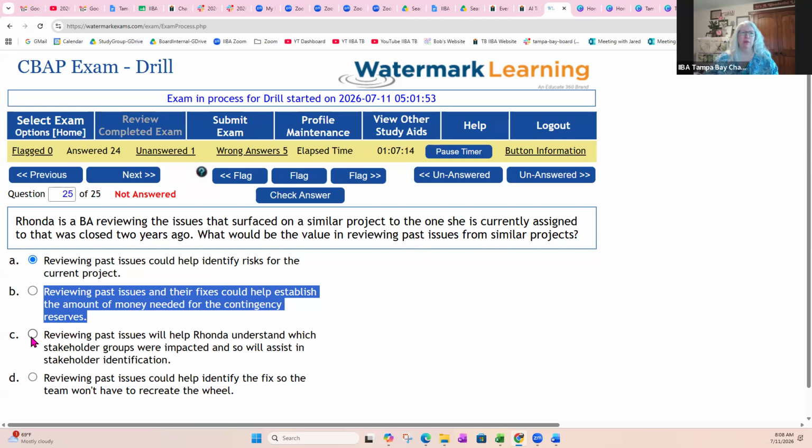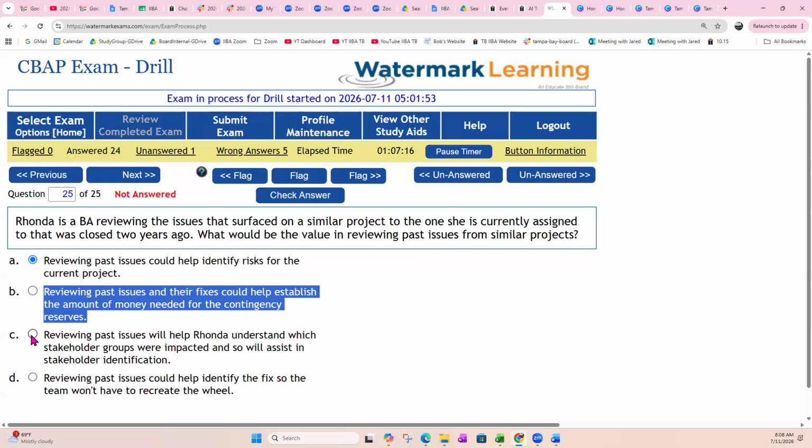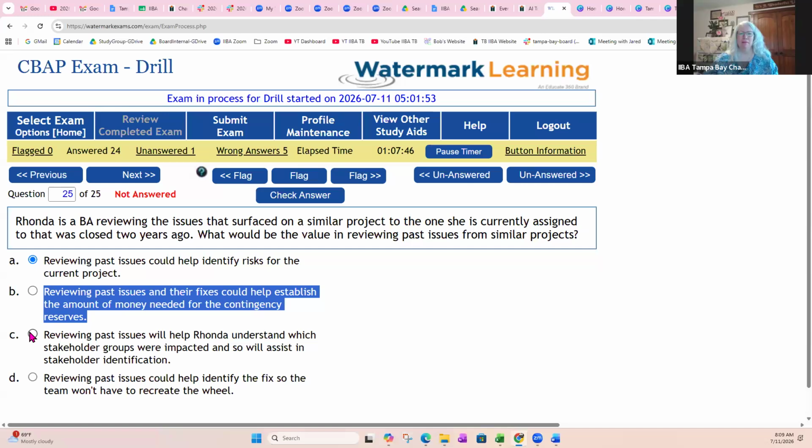Chetna, tell me why you like C better than A. I would think we're looking at similar projects, so it would give her a fair picture around the different stakeholder groups which will get impacted. So it's more of a heads up. Risks too, given that similar projects had issues. No, actually, I'm still leaning towards option C. A also fits in, to be honest, so I'm not sure. Okay, I've got 2 votes for A and 1 vote for C, so let's test A.